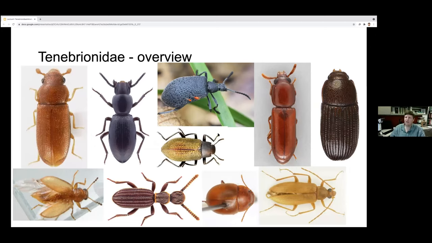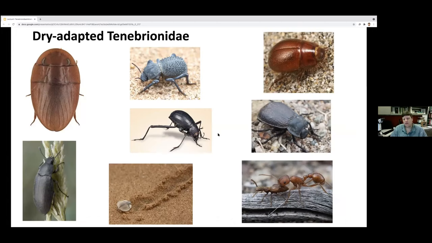But there's a lot of diversity to this family. And I might make a claim that I can't really back up with data, but as far as any of the big families of beetles, I think Tenebrionids look like the most other types of beetles in general, and really span a wide range of morphological diversity. So a big portion of the Tenebrionid fauna is really dry adapted. They're species that are really well suited for desert environments. And that's where we see them really dominating species diversity.